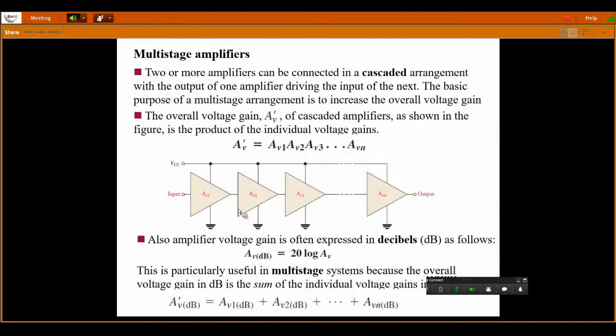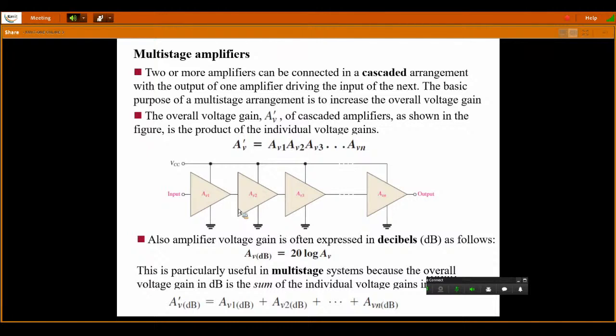The overall, total voltage gain of cascaded amplifiers is stated as AV dash, and it is the product of the individual voltage gains. AV dash is equal to AV1 into AV2 into AV3, and if you have n number of stages, the multiplication proceeds up to AVn.